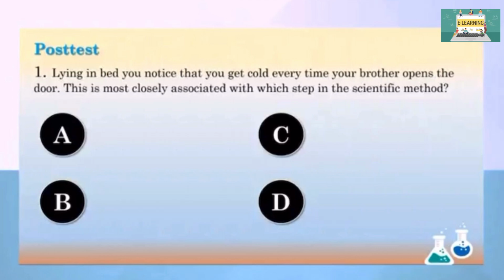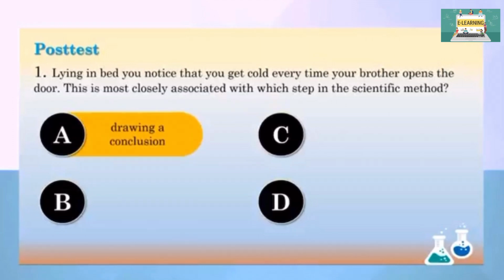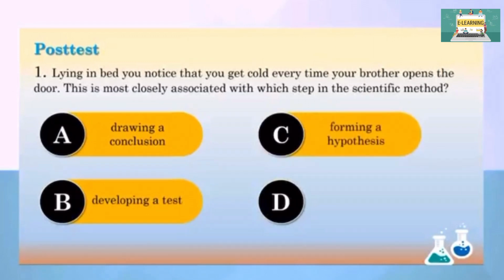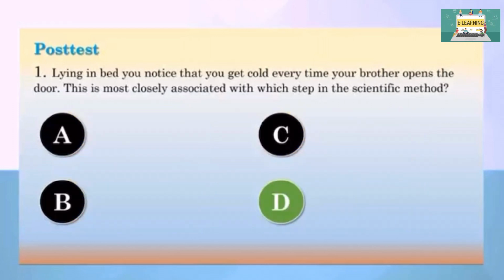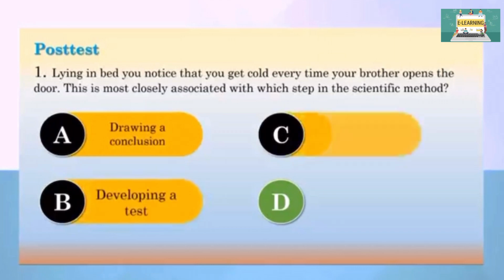Previously, you were able to answer the pre-test. Now get ready to answer the post-test. Number 1. Lying in bed, you notice that you get cold every time your brother opens the door. This is most closely associated with which step in the scientific method? A. Drawing a conclusion. B. Developing a test. C. Forming a hypothesis. Or D. Making observations. Correct. The answer is letter D, making observations.